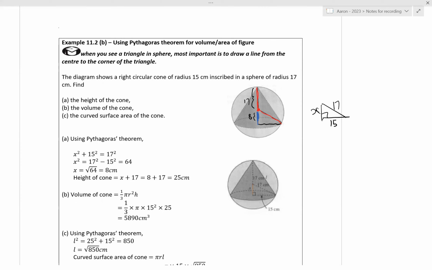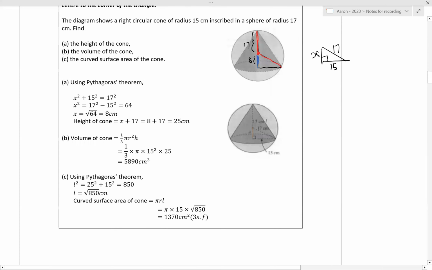Next, you want to find the volume of the cone. So think about what you have in your formula for volume: 1/3 pi r squared h. You have r, which is given to you as 15. You also have h, which you just found. So throw in the formula and then sub in the values that you have. It's that simple. Then you key in the calculator, and you should get 5890.